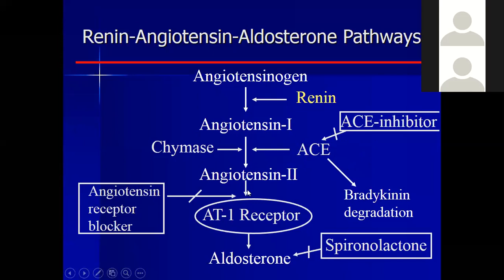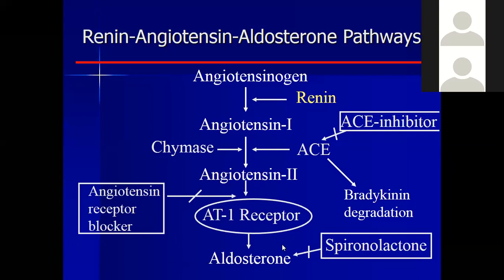From angiotensin 2, it is converted into aldosterone. So we give spironolactone to block the production of aldosterone. We can also give angiotensin receptor blockers, which block angiotensin's action. So these are the things which can cause heart failure. If you have excessive aldosterone, it can worsen your heart failure. So these are the medications which help in heart failure.